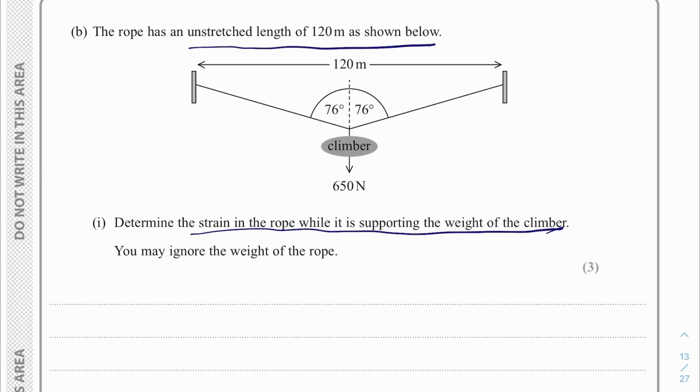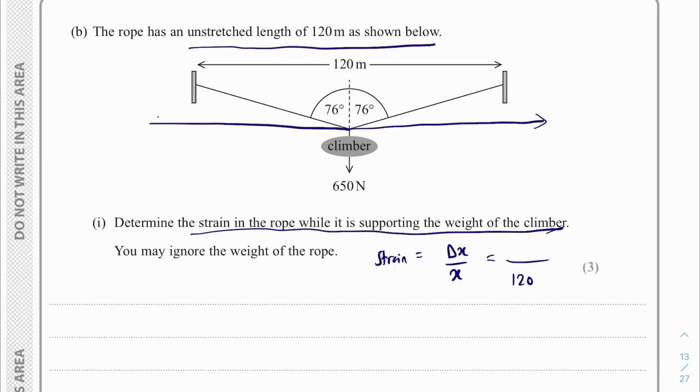So what are they trying to tell us? Okay, so what is strain first? Strain is delta x over x, right? What is delta x? We're trying to find delta x. We know x is 120, the unstretched length. Now delta x means this is when it is the most stretched. When it fully stretches, this is what happens.